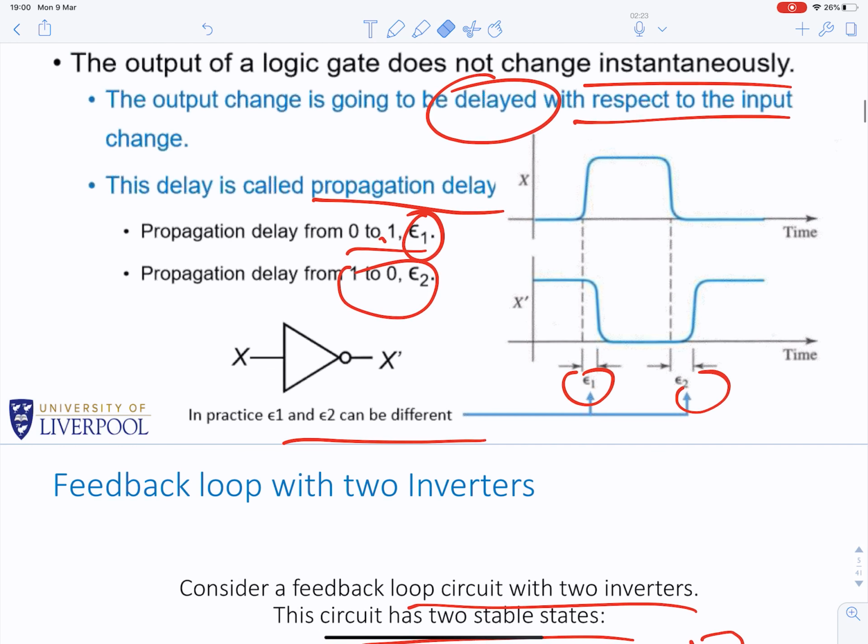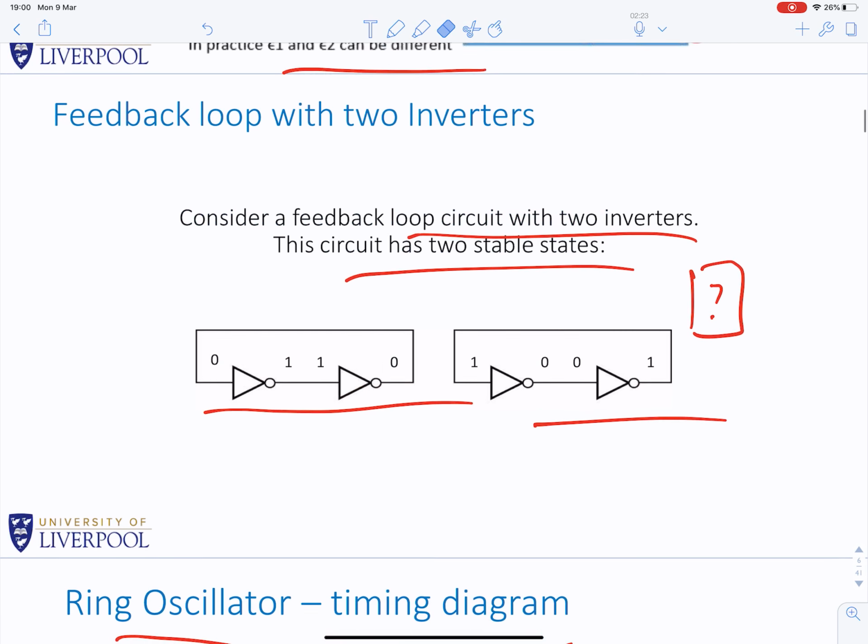So the gate delays and timing diagrams. The output of the logic circuit does not change simultaneously, and the output of the gate is going to be delayed with respect to the input change. The delay is called propagation delay. The propagation delay from 0 to 1 is a time of sigma 1, and the propagation delay from 1 to 0 is sigma 2.